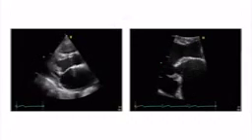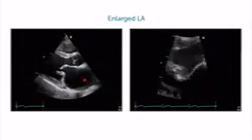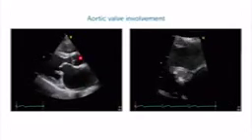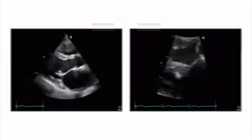In addition, look for an enlarged left atrium, and also focus on the aortic valve, because remember, the aortic valve can also be affected in rheumatic heart disease. And what about this patient? Does she have mitral stenosis?